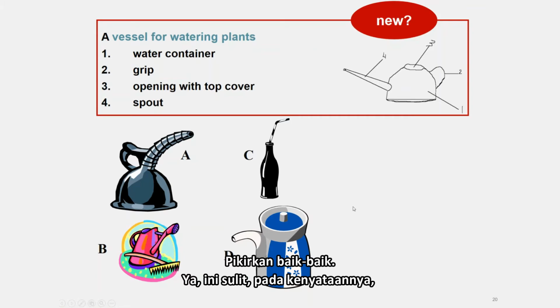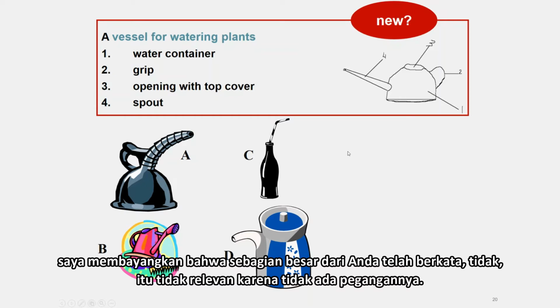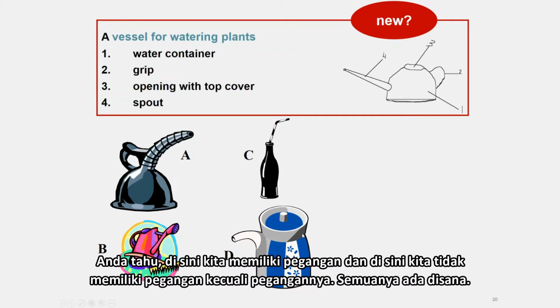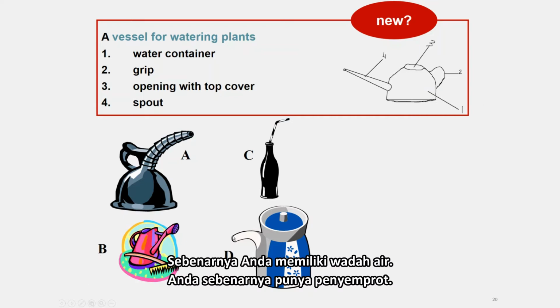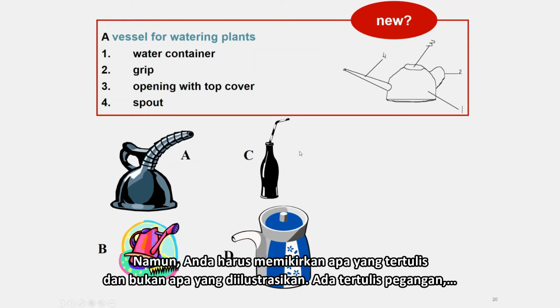Yeah, it is a hard one, in fact. I imagine that most of you have said, no, it is not relevant because there is no grip on that. Here we have a grip and here we don't have a grip. Except for the grip, everything is there. You have actually a water container, you have actually a spout, you have an opening with top cover, and the only point is about grip. However, you have to think about what is written and not what is illustrated.